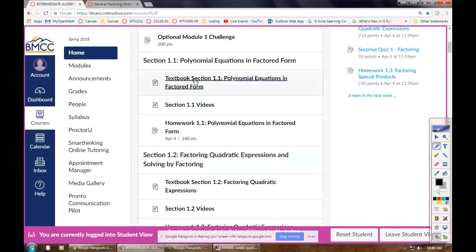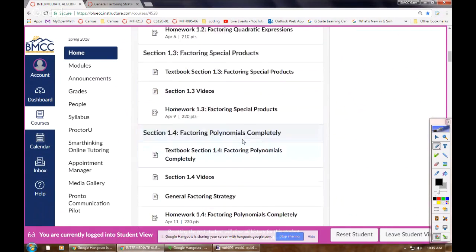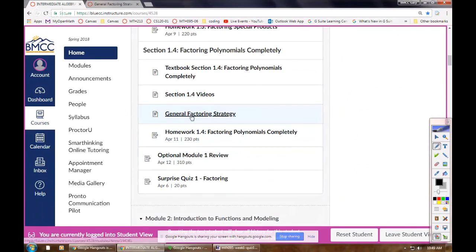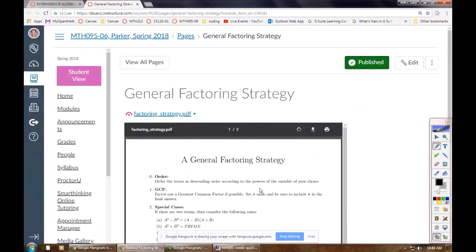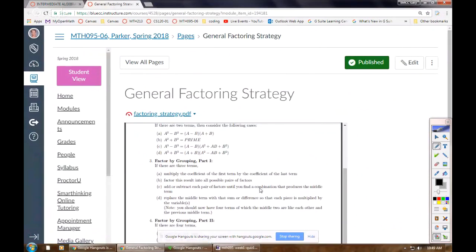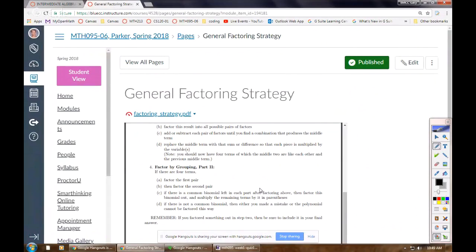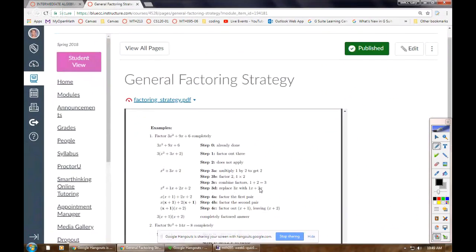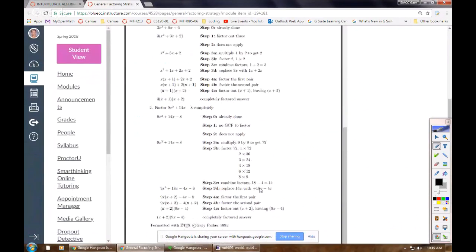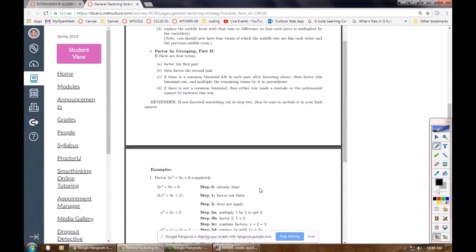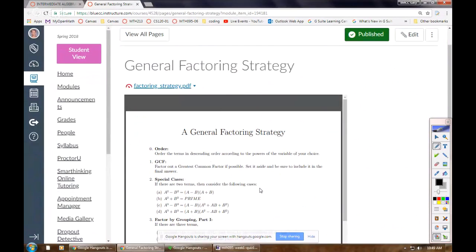Otherwise, each day you're going to do some reading, you're going to watch some videos, and you're going to do some homework. Right? Sometimes I add extra links, like in chapter 4, I add a page called the general factoring strategy, which is basically a summary of the entire chapter on 2 pages. So I list all of the steps that were covered in all 3 of those sections, and then I give some examples of me working through those steps there. So this is a good thing to take a look at, print out, give it a shot.